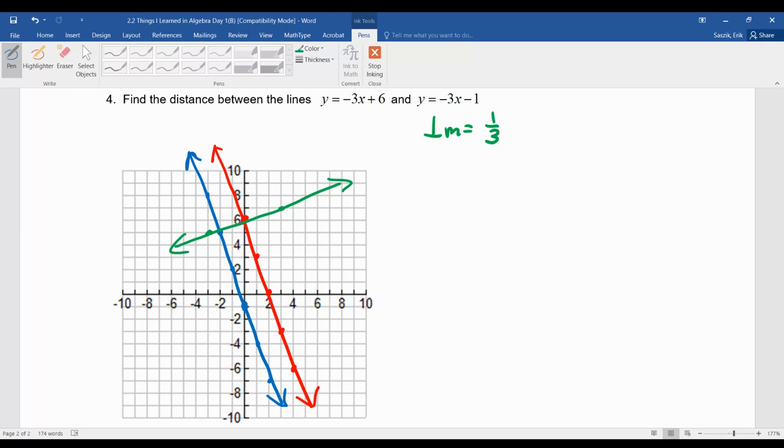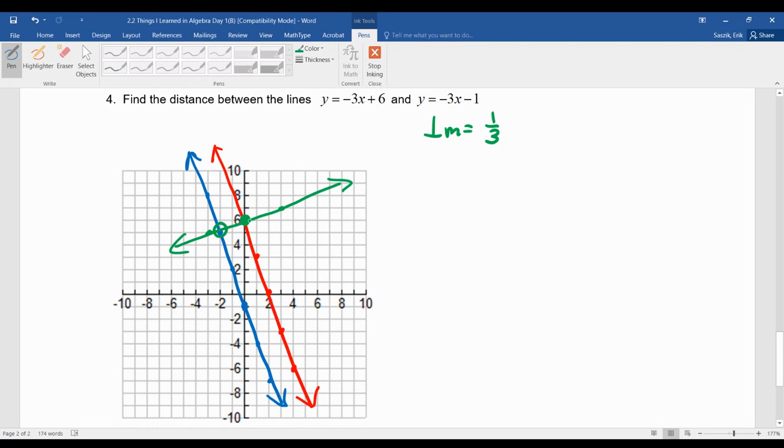Well, we have to find the distance from this point, because that's the point on the green line and on the red line, to this one here, wherever the green line crosses the blue line. And see, we don't know. It doesn't cross right there at that blue point. It's a little bit above it. So we need to figure out what that point is.